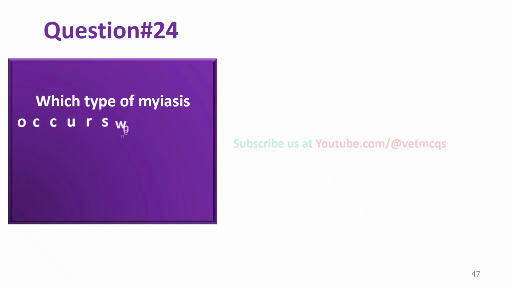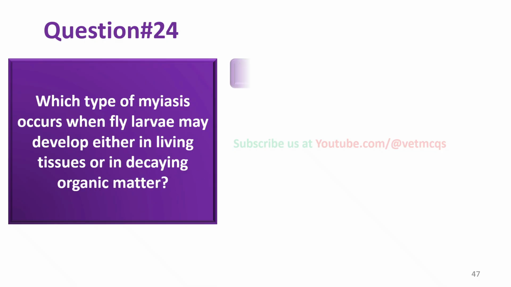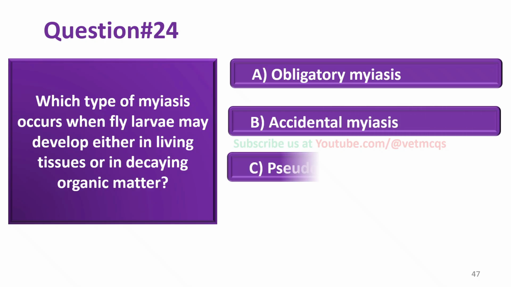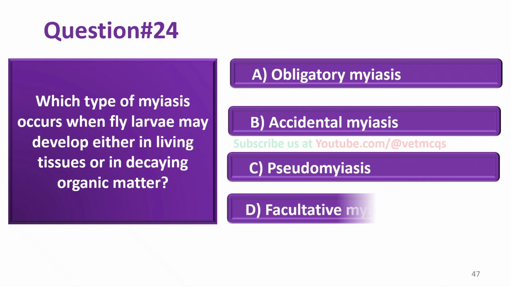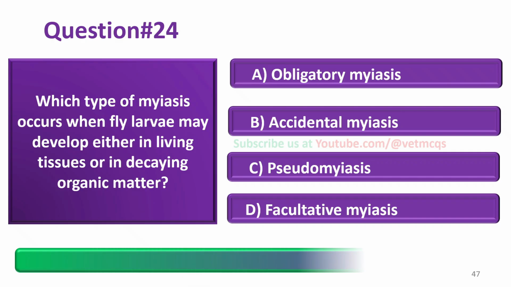Which type of myiasis occurs when fly larvae may develop either in living tissues or in decaying organic matter? Obligatory myiasis, accidental myiasis, pseudomyiasis, facultative myiasis. And the correct answer is option D, that is facultative myiasis.